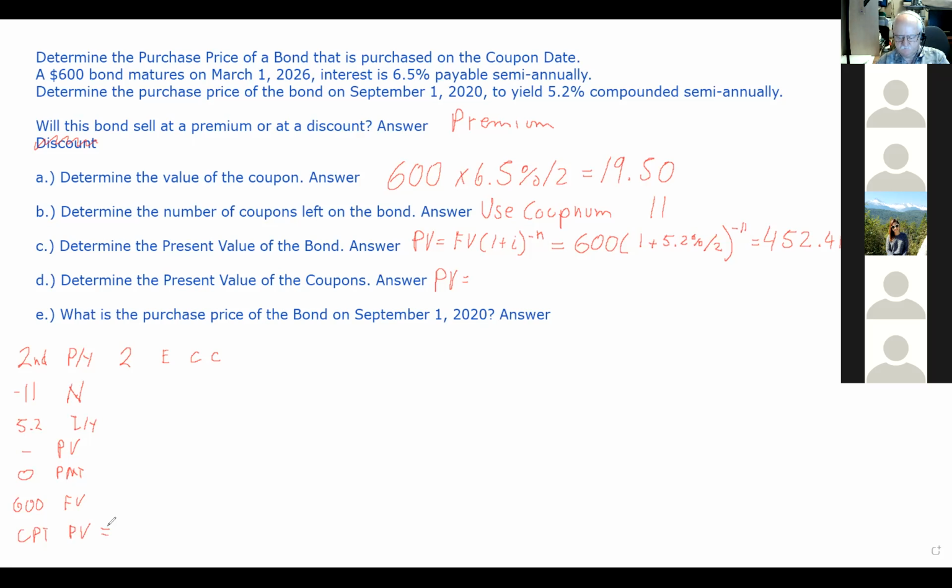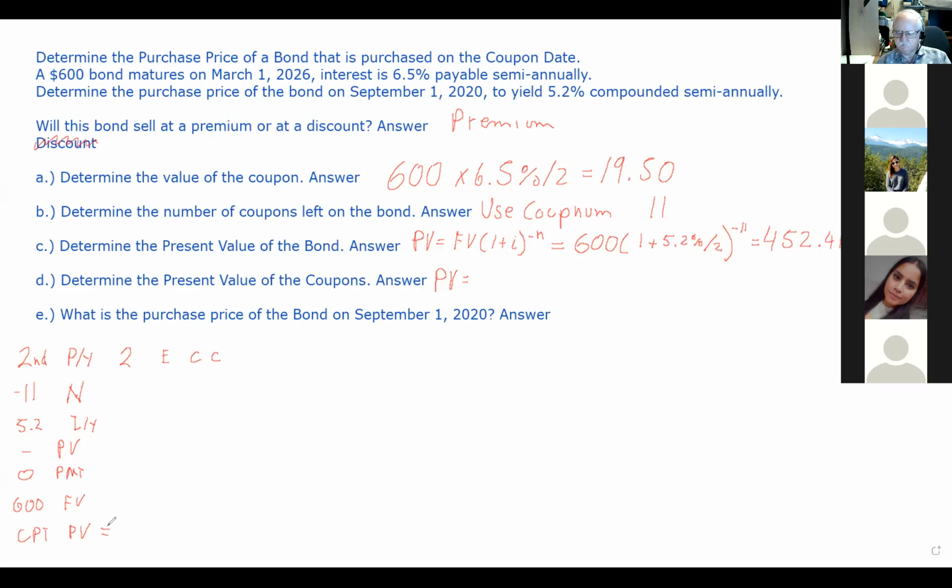Second, PY 2, enter, clear. Negative 11 into N. Don't know whether it'll do that or not. 5.2 into IY, 0 into payment, 600 into future value, and compute PV.